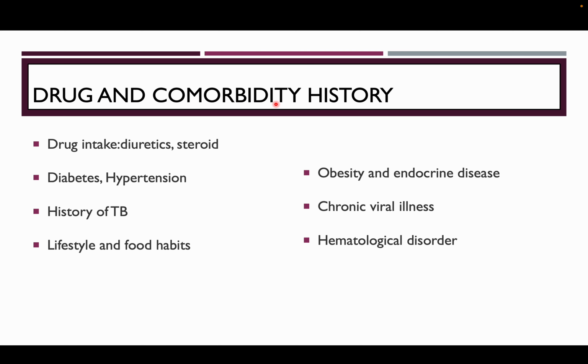It is very rare. So always look for any drugs, such as diuretics or steroid usage, diabetes, hypertension, as antihypertensives can cause hyperuricemia, any TB history, and food habits such as alcohol in the case of gout. Obesity can cause osteoarthritis. In endocrine causes, growth hormone excess, acromegaly, can also cause joint space problems. Generally, joint space narrowing is seen in many cases, whereas widening of joint space is seen in growth hormone excess. Chronic viral illness and hematological disorders can also be looked for.